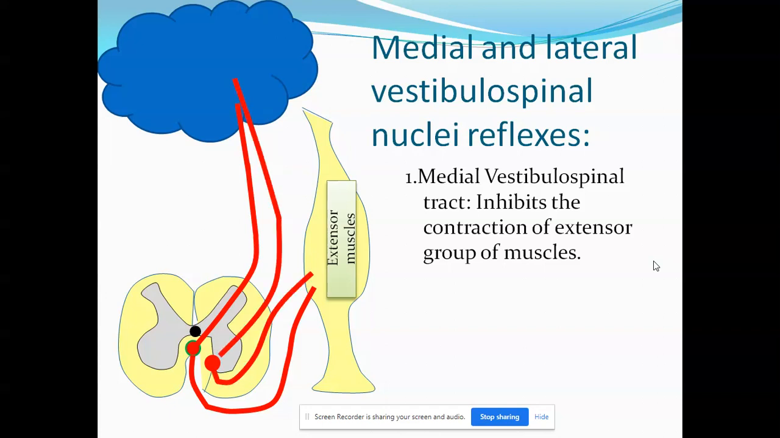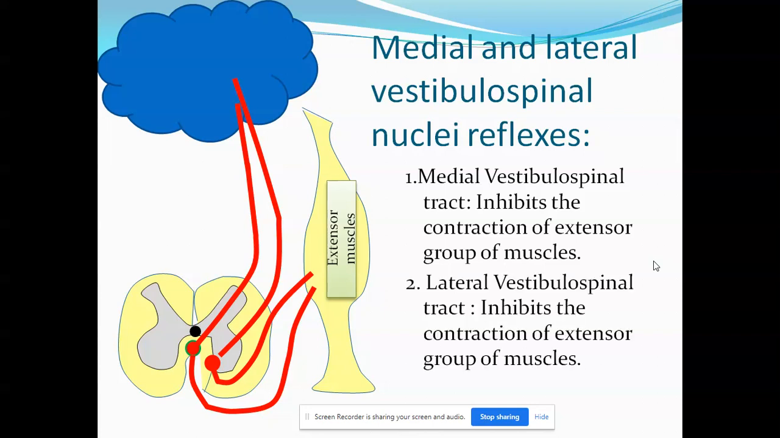Similarly, the stimulus taken from the brain passed through the lateral vestibulospinal nuclei to the extensor muscle, again having inhibitory action on the extensor group of muscle. So hence, medial and lateral vestibulospinal nuclei along with the medullary reticular nuclei have inhibitory action on extensor muscle, whereas pontine reticular nuclei only has facilitatory action on extensor muscle. Hence, these are the reticular and vestibulospinal nuclei reflexes in maintaining the posture.